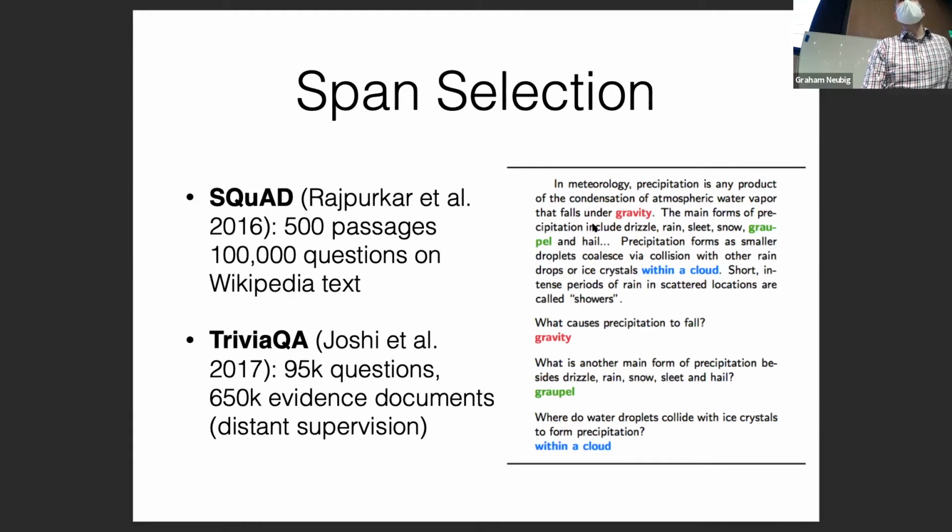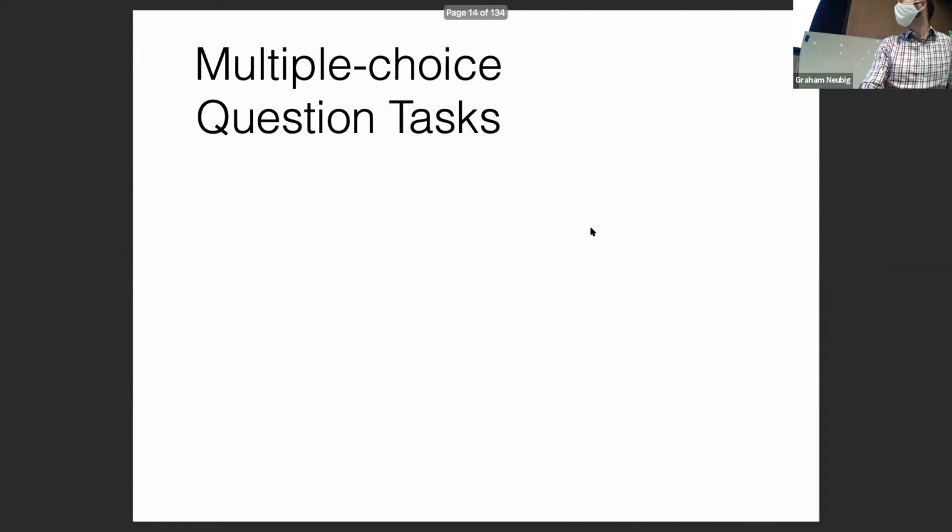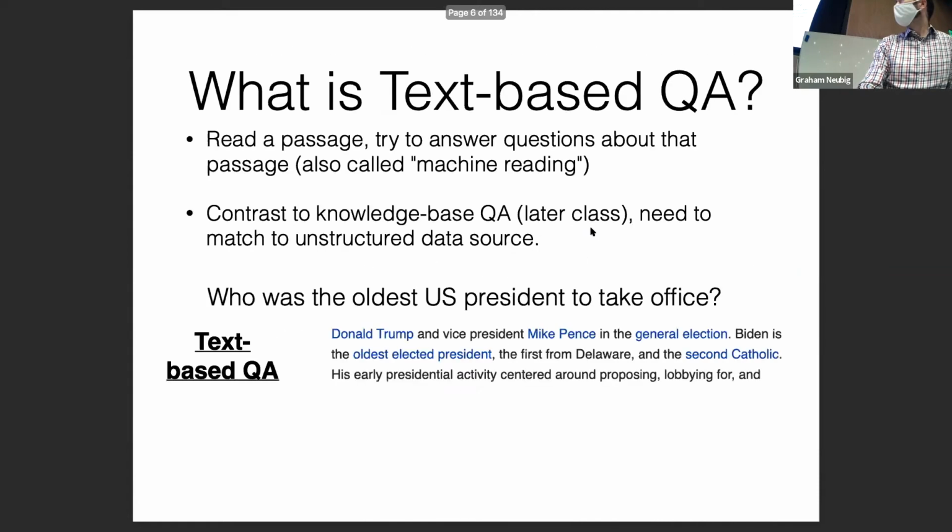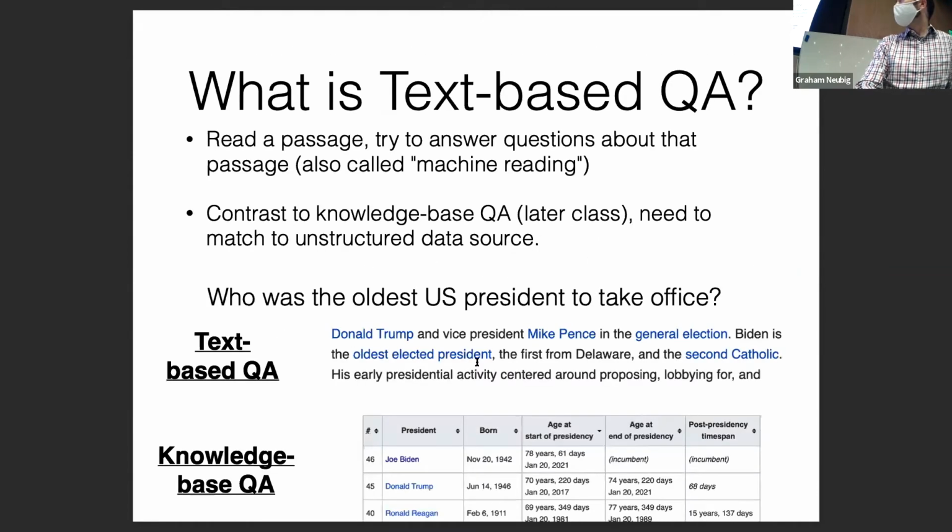So what about this? Where is this used in the wild? Any ideas? Search engines, yeah, exactly. Like the example that I just gave, here, you find a passage and you select the span Biden. Maybe you'd want to say Joe Biden or something like that, which is kind of a different story, but this is in fact essentially what Google is doing when it tries to return results directly.